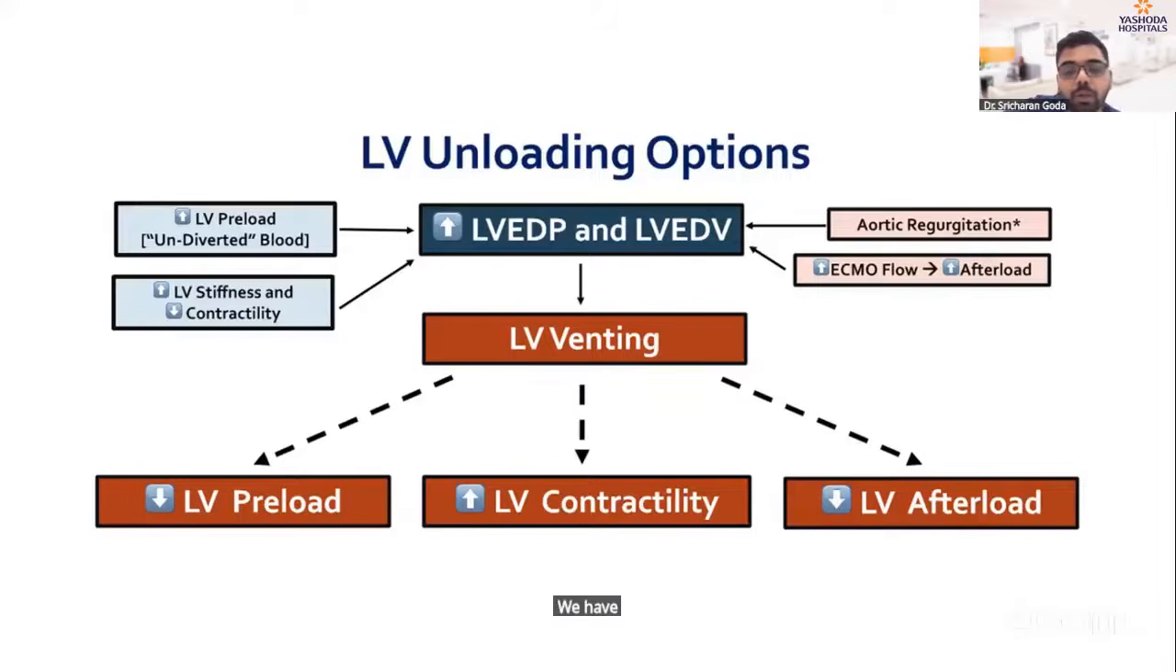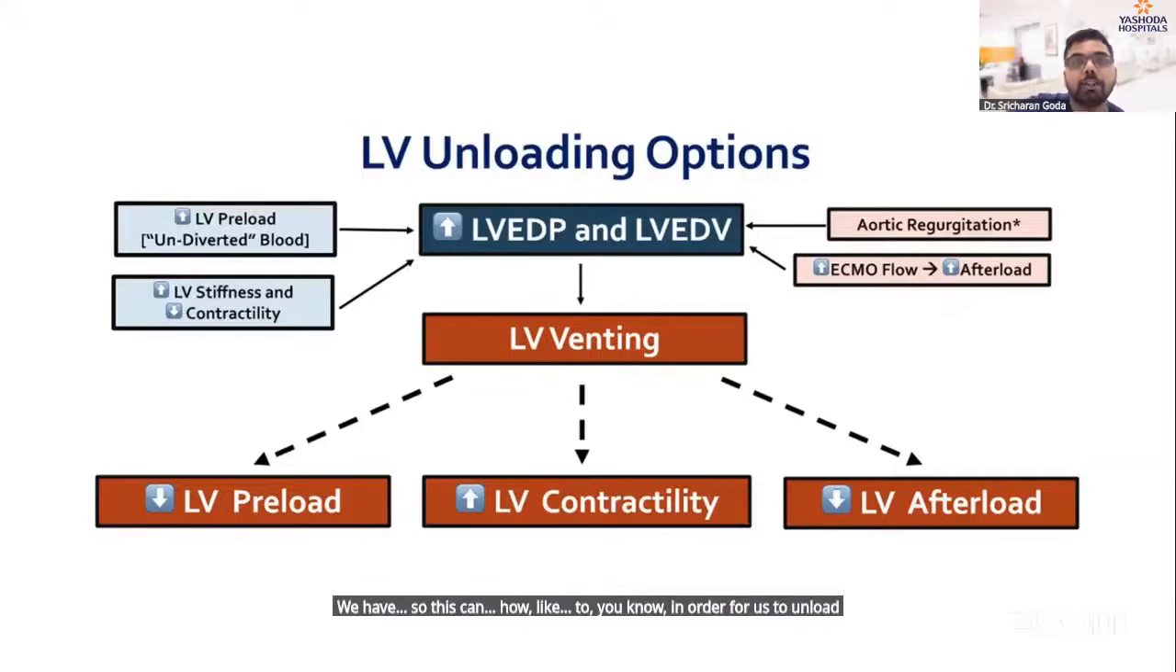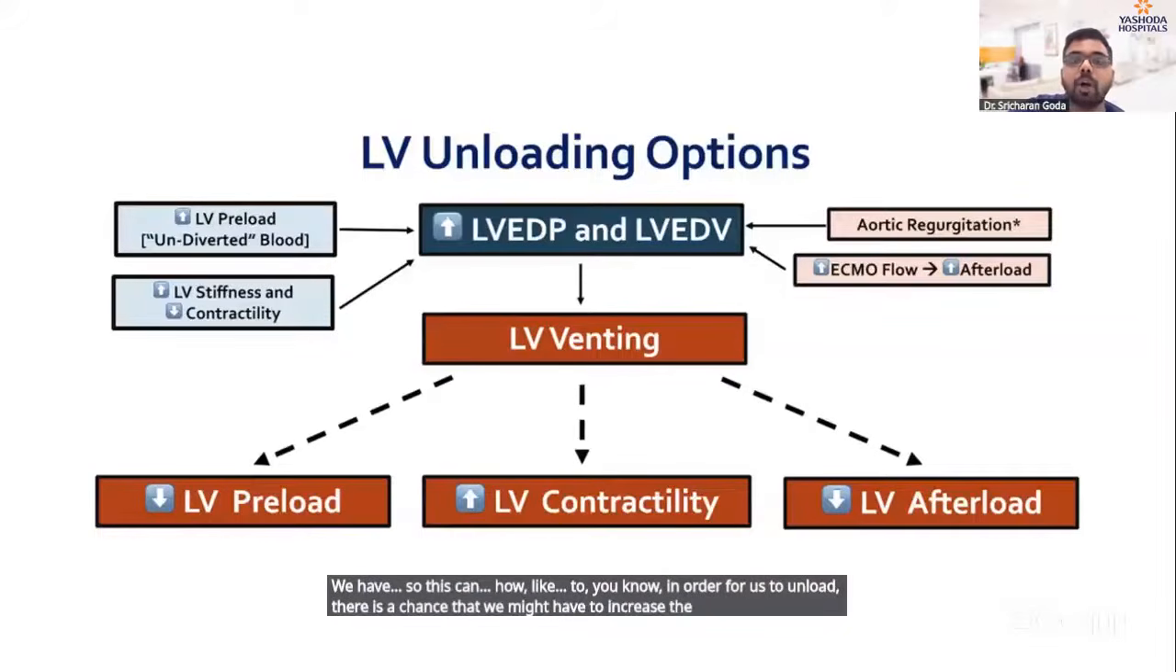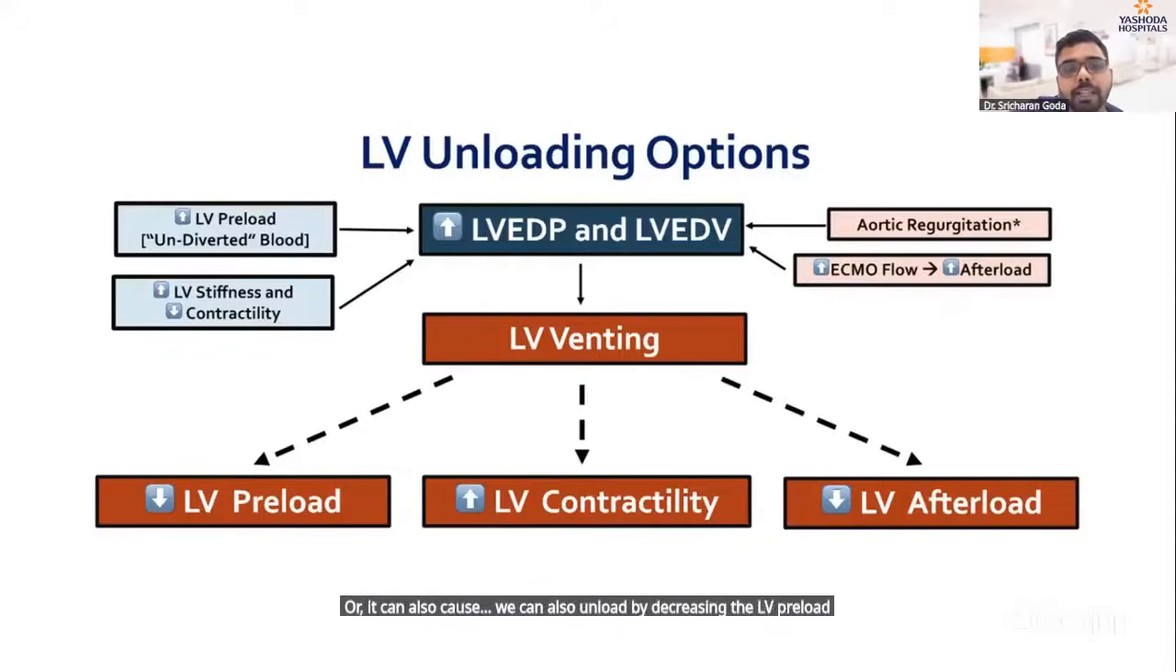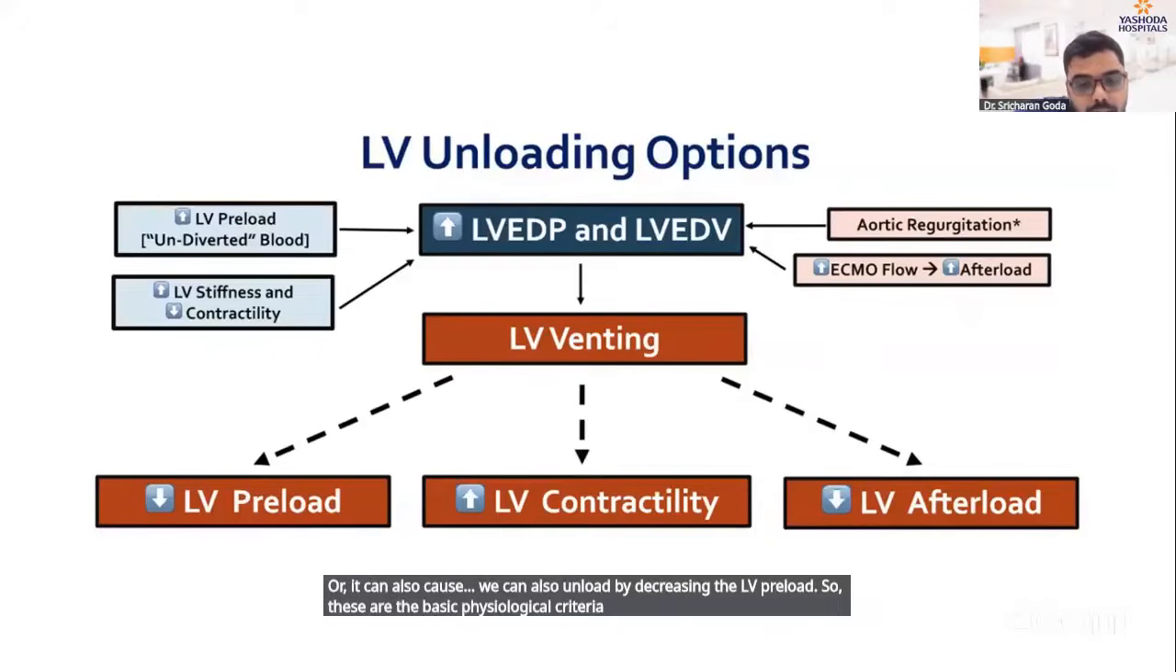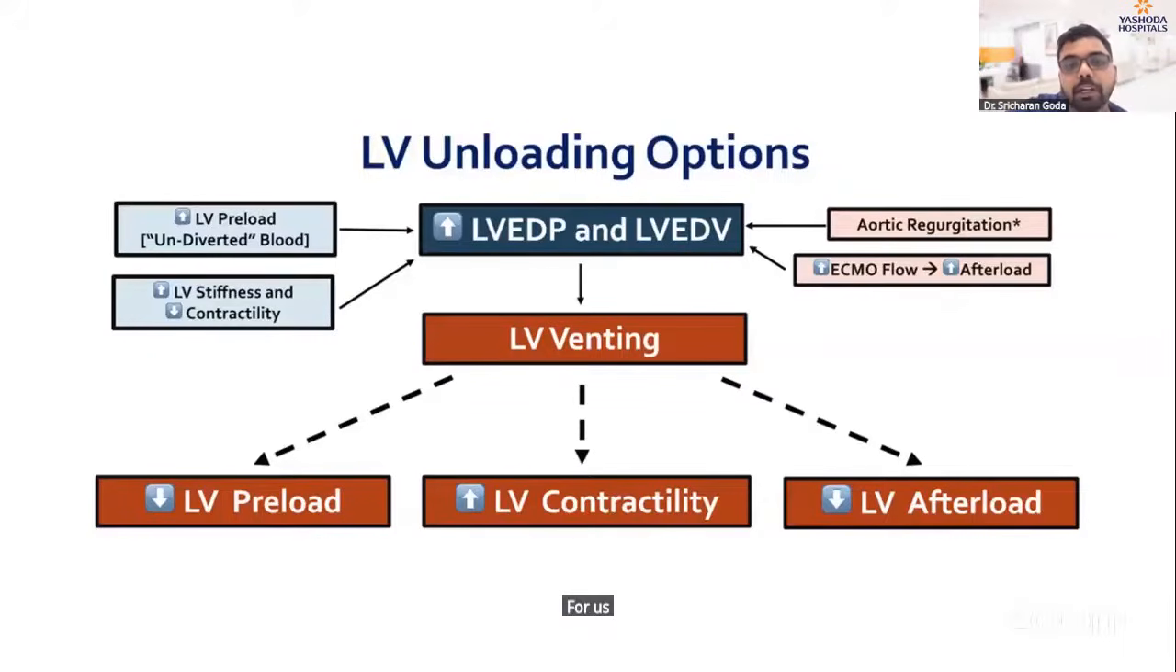In order for us to unload, there is a chance that we might have to decrease the LV afterload or improve the LV contractility, or we can also unload by decreasing the LV preload. So these are the basic physiological criteria which we take into consideration to effectively unload the left ventricle.